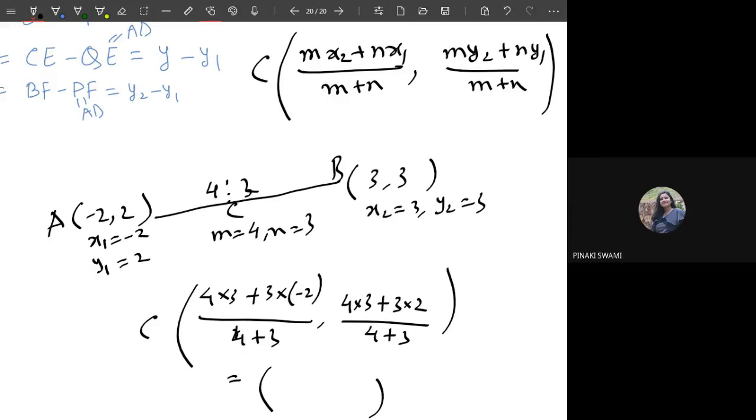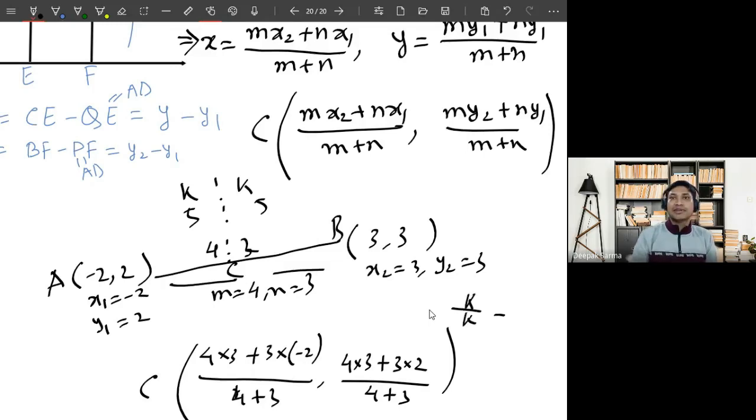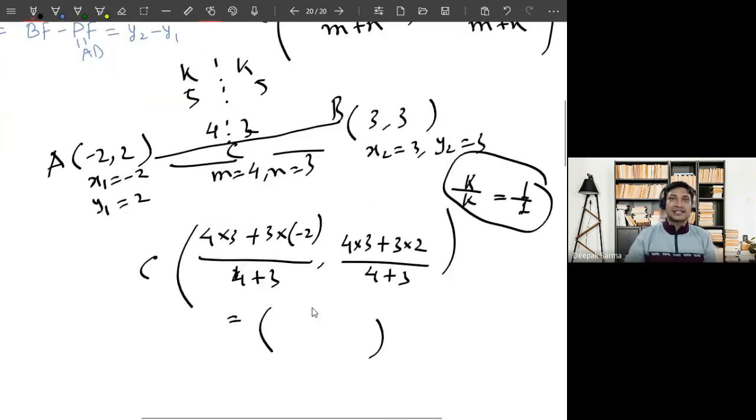Instead of the 4 is to 3 ratio, if I ask you to find the midpoint, what do you mean? Midpoint means the point divides the line segment into 2 equal halves. Suppose here I have 5, it will be again 5. Here I have k, I have k. Ultimately I have k is to k, or 5 is to 5, 3 is to 3, something like this. So ultimately the ratio becomes k by k, which means 1 is to 1. So if the point is the midpoint, then m equal to 1 and n equal to 1.